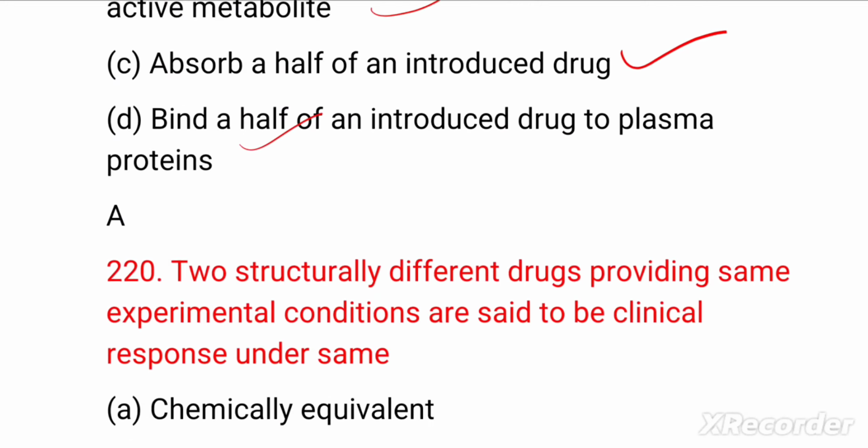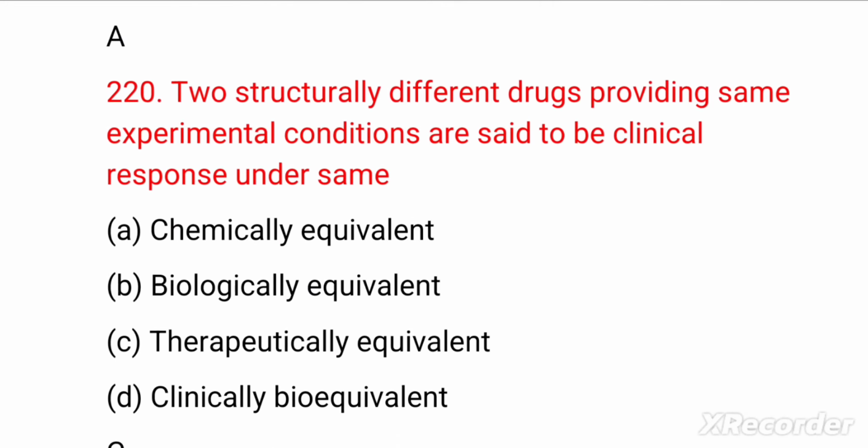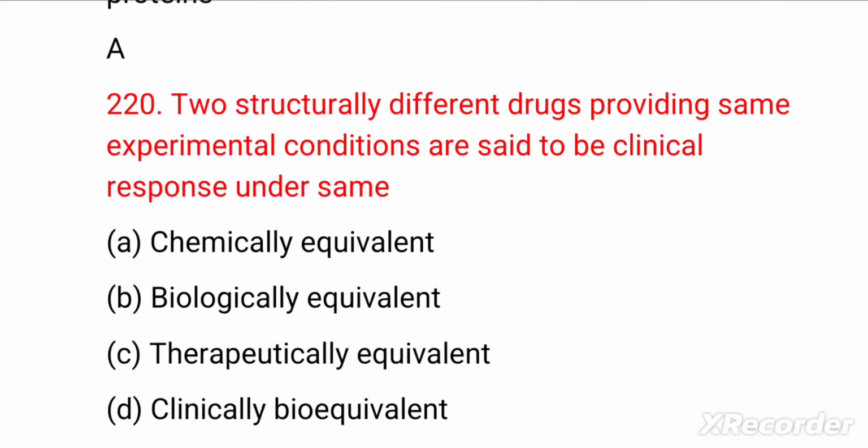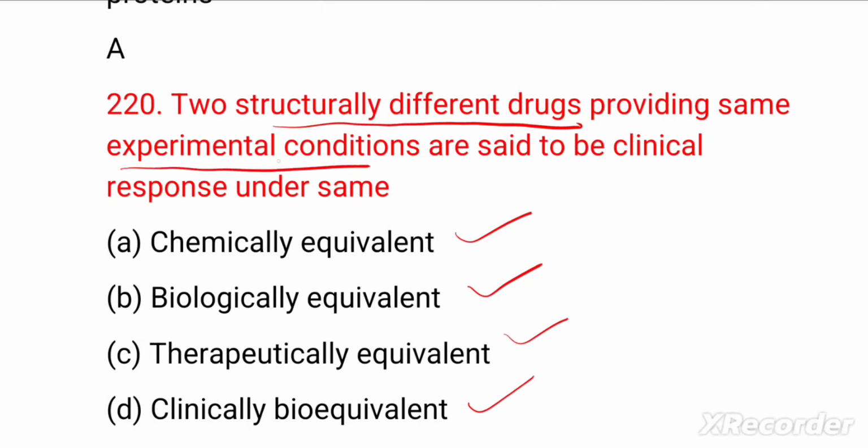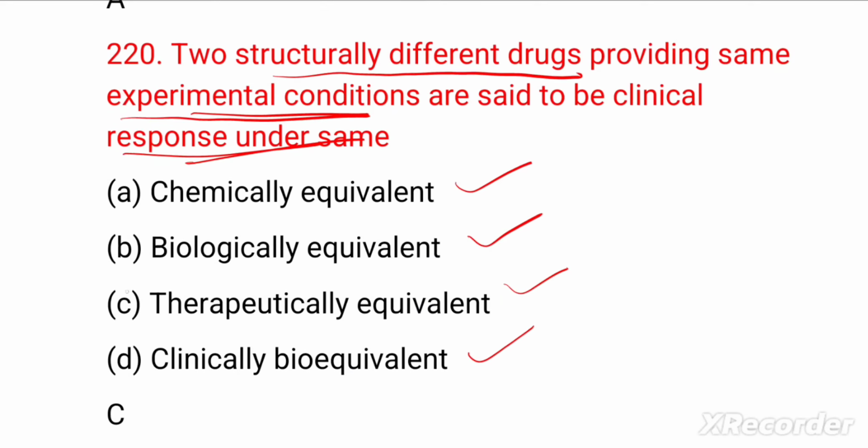Next question, two structurally different drugs providing the same clinical response under the same experimental conditions are said to be, options are chemical equivalent, biological equivalent, therapeutically equivalent, clinically bioequivalent. Two structurally different drugs providing the same clinical response under the same conditions are said to be therapeutically equivalent.